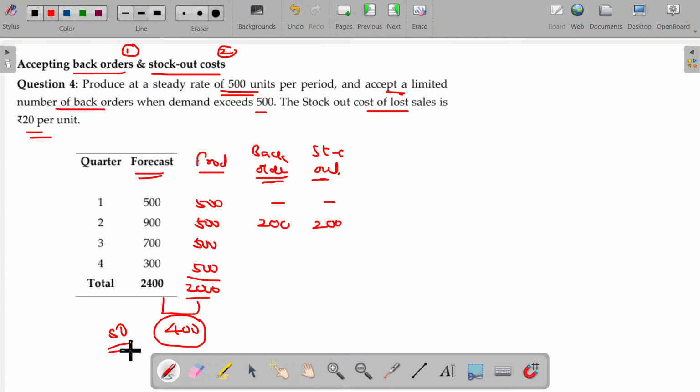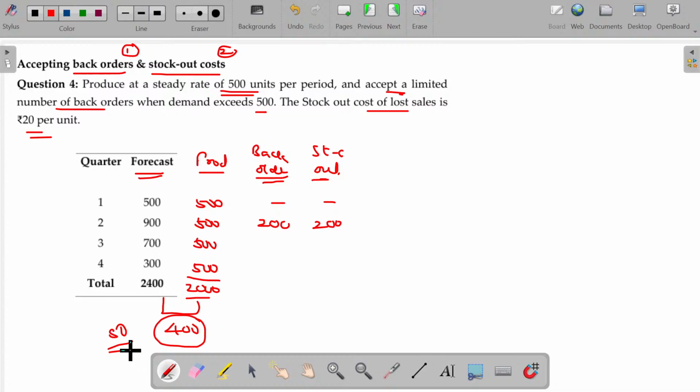We are capable of producing only 2000 in the projected period, but the demand is 2400. So definitely 400 units cannot be supplied. In the second quarter, we are in need of 900 units. We produced only 500. So we asked some customers to take it in the next month. Some customers we refuse, saying, sir, we don't have the goods to deliver to you.